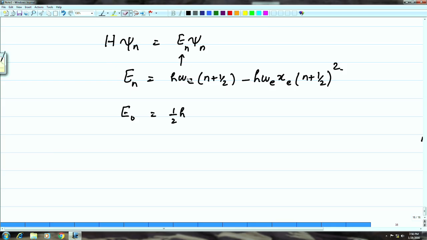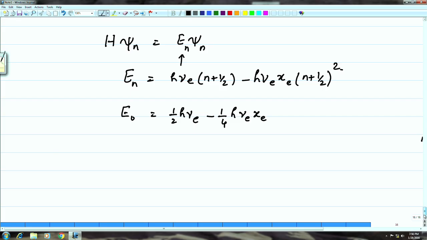Let me not write omega e. I think we have been using it for angular frequency. So let's write this as nu e. Then E n for E0, when n is 0, is half h nu e minus, remember, this is 1 by 4 h nu e xe.